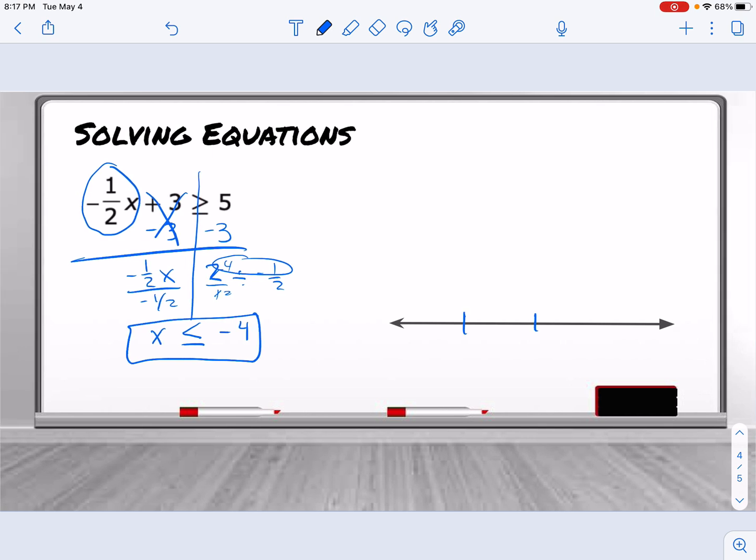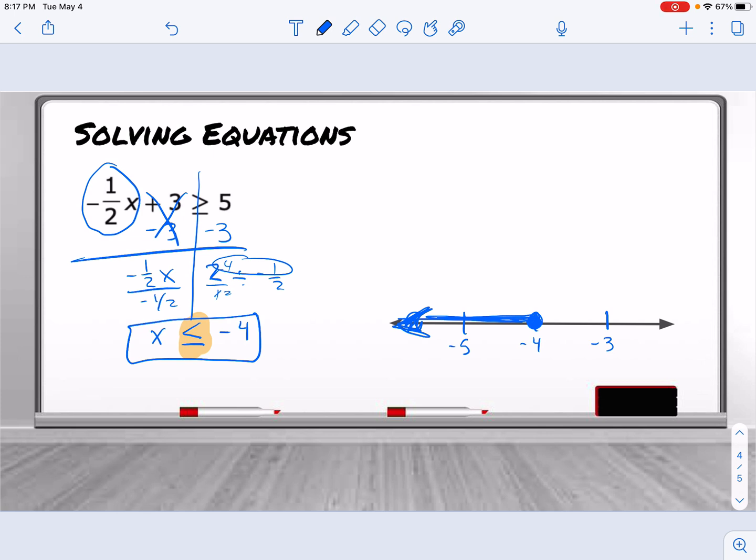If we plot our number line, we have negative 3, negative 4, negative 5. We're going to use a closed circle, because we have the equal to in our inequality. Then we're going to go less than: numbers smaller are to the left. Remember, we can always pick an answer and check.